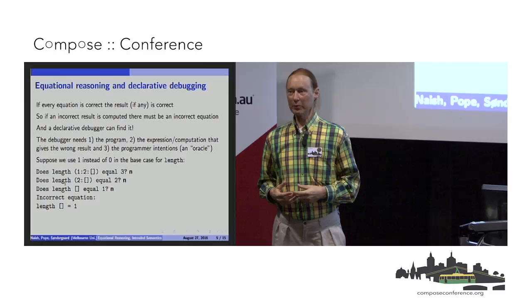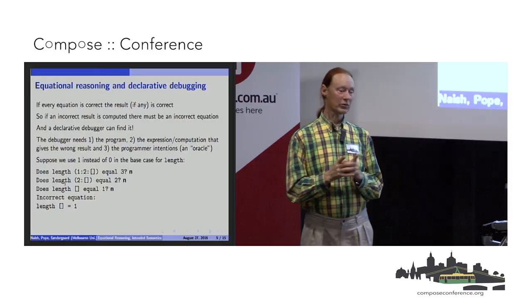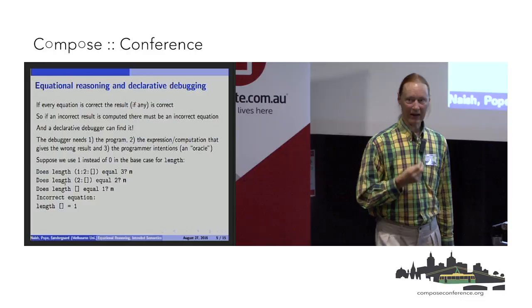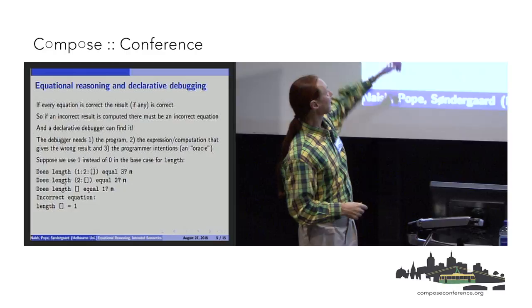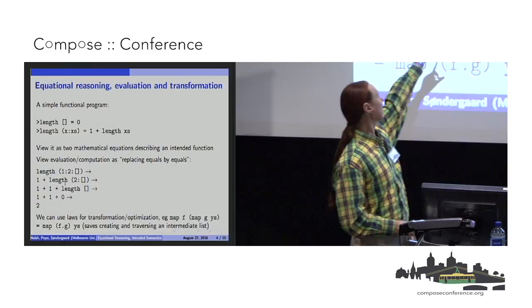So one complicated thing is how you give a debugger your intentions. Typically, in the declarative debugging literature, it's called an oracle. Ultimately, often you just get the debugger to ask questions. So here's a little session with a declarative debugger. Supposing we have a bug in the program, and instead of a zero for the base case, we put in a one, the computation will end up with a 3, surprise, surprise.